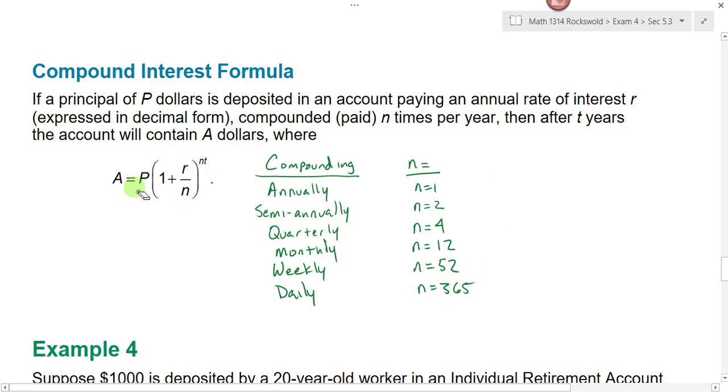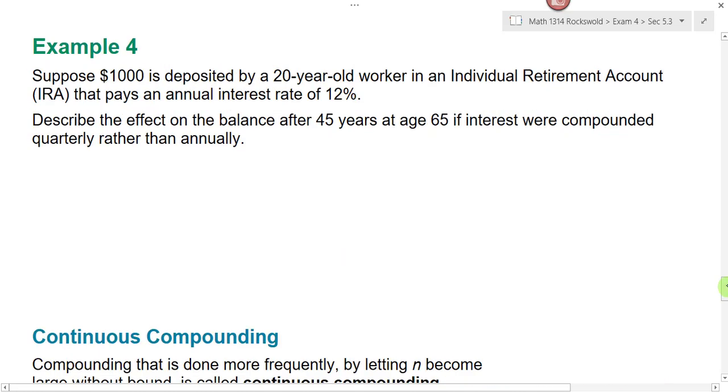The principal P is the amount of money that you start with. R will be your interest rate written as a decimal, and N is the number of times you're compounding per year, and T is time measured in years. In example 4, we're told, suppose $1,000 is deposited by a 20-year-old worker in an individual retirement account that pays an annual interest rate of 12%. Describe the effect on the balance after 45 years at age 65 if interest were compounded quarterly rather than annually.